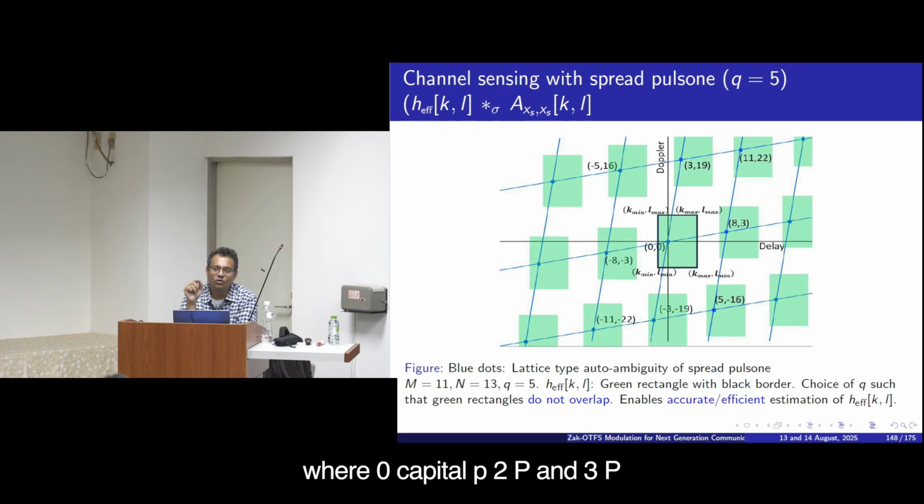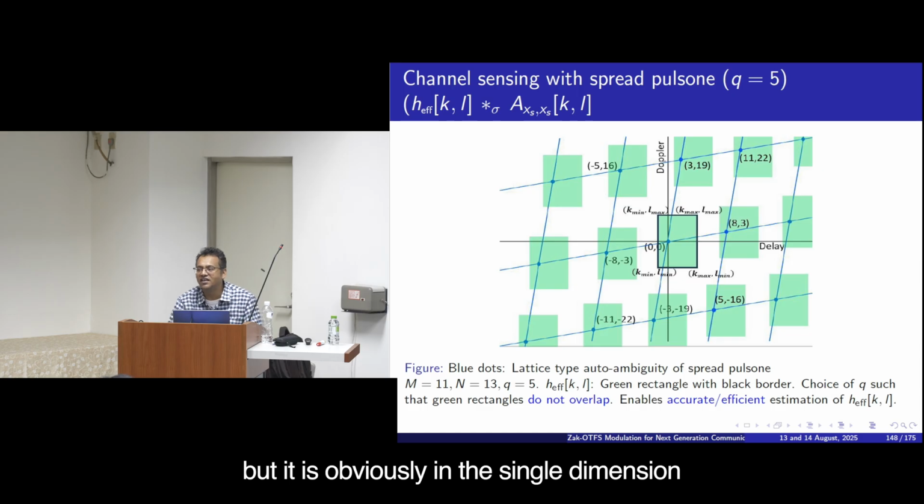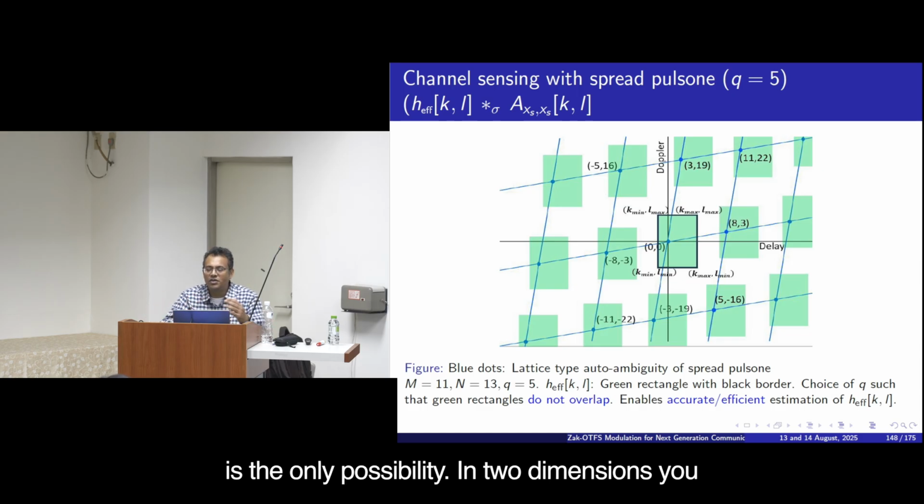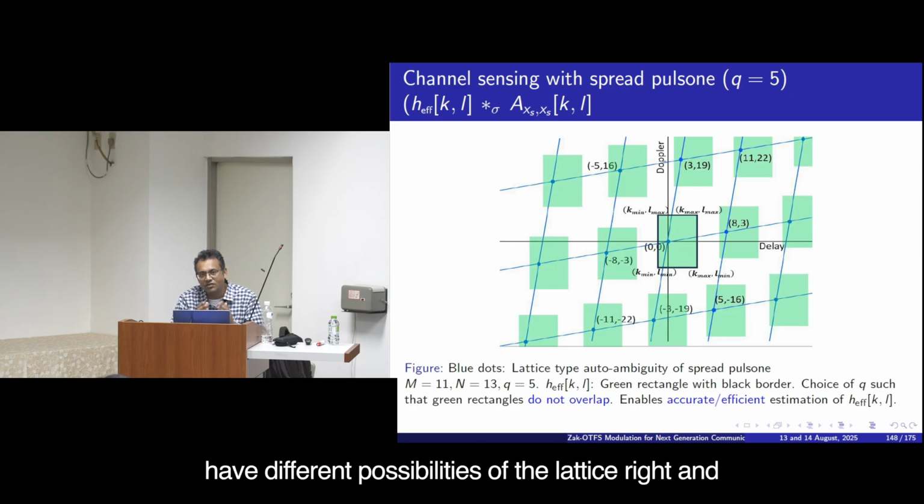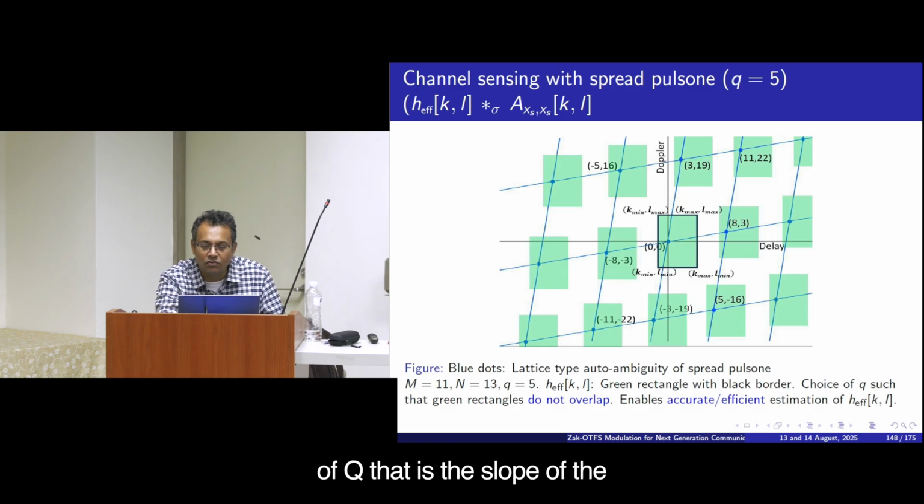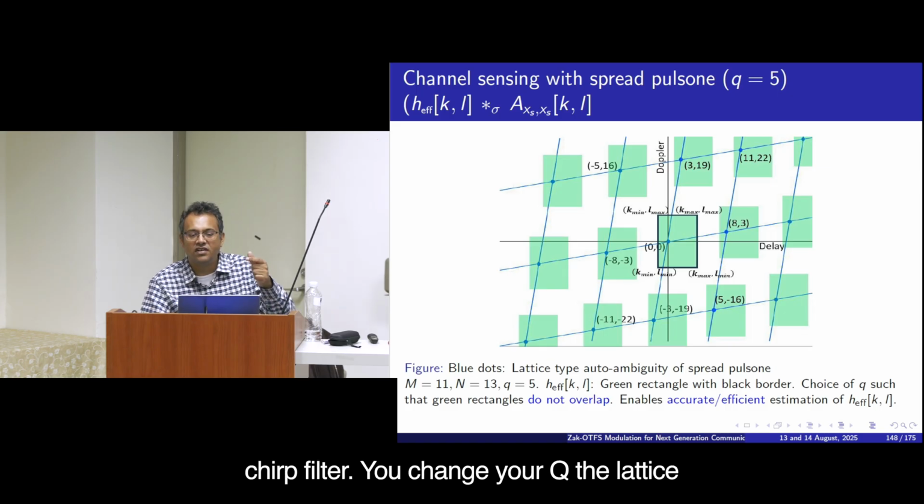So, the points were 0, capital P, 2P and 3P, like that. That is also a lattice, but obviously in single dimension a lattice has to be like that. That is the only possibility. In 2 dimensions you have different possibilities of the lattice, and the lattice also depends on your value of Q, that is the slope of the Chirp filter. You change your Q, the lattice will change.